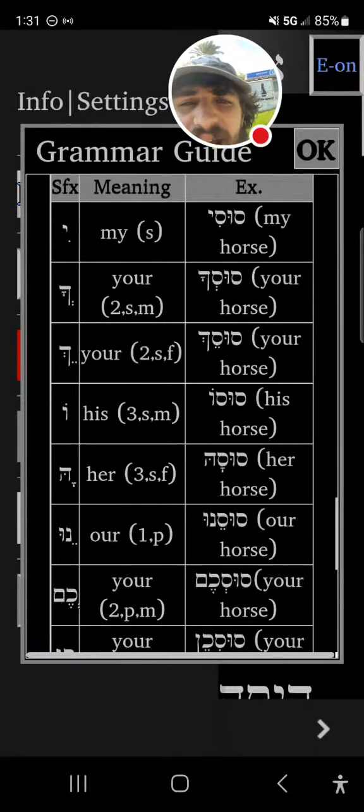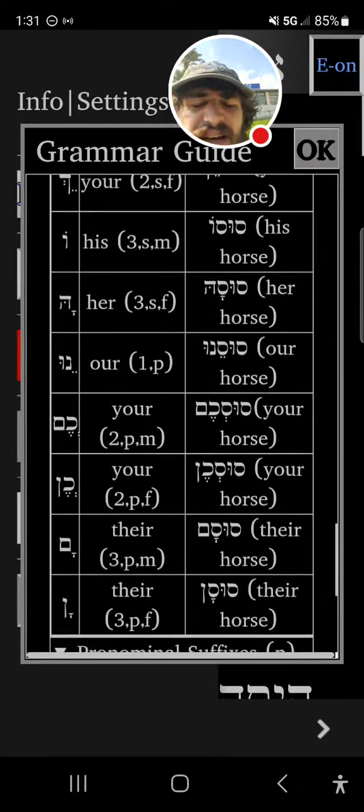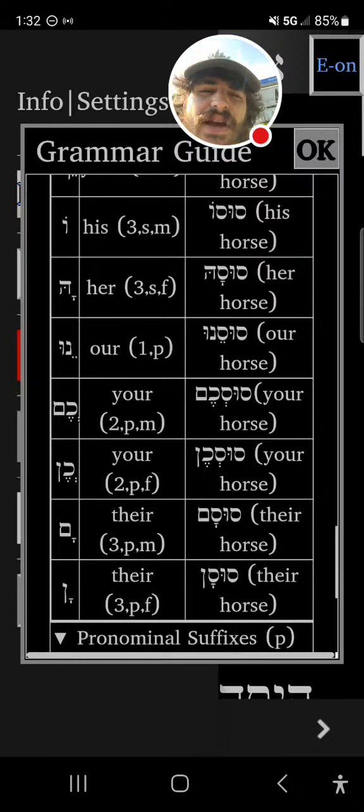What if it's a Chaf at the end? Suscha, your horse, in the masculine. If I have the same letters, but I change the dotting on the bottom, now it's not Suscha, it's Susech. That's your feminine. In the feminine form, it's yours, but it's feminine. If I add a vav at the end, Susav, it becomes his. Susa becomes hers, her horse.